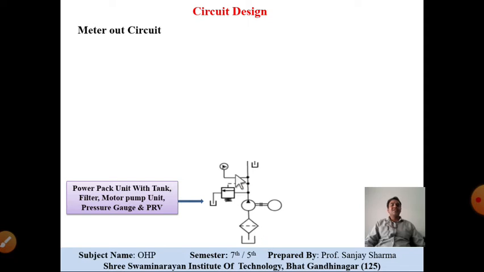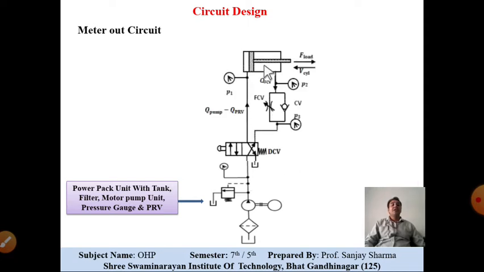Here you can see this is the power pack as explained earlier. This is the cylinder, this is the tank, this is the reservoir, filter, motor, pump assembly, pressure regulator, and tank, then pressure valve. So this is the construction of the power pack. Now this is the entire construction of the meter out circuit. Now let us understand the construction of this.